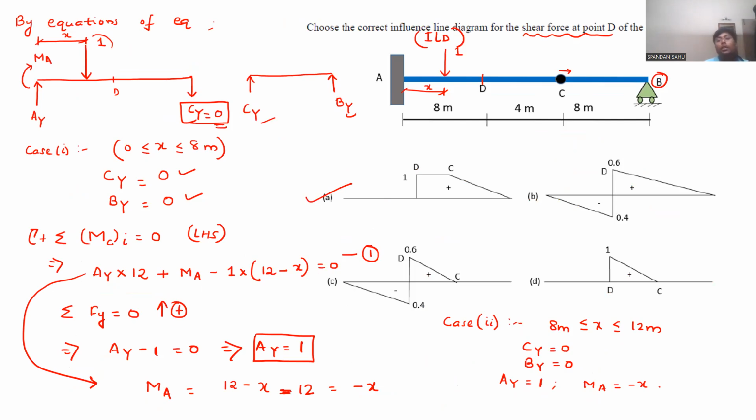Now, let us check with the Muller-Breslau principle whether we are getting that or not. Now, check. We have to draw the ILD for shear force at this point D. So cut this point. Here the shear release will come. I am not showing it, I am directly bifurcating it into two parts.